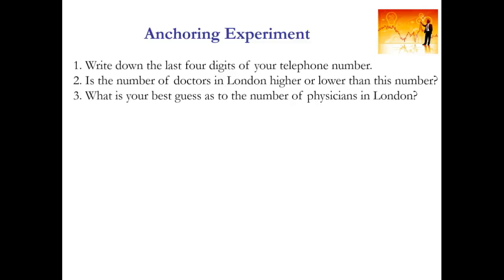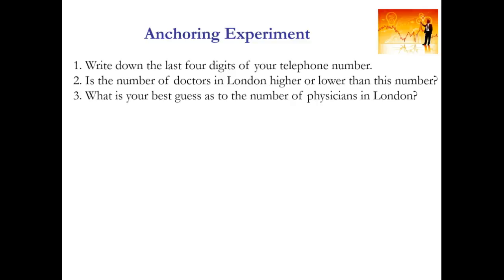Now, once you've written those 4 digits down, I want you to have a guess or have a think whether you think the number of doctors that are licensed to practice in London are either higher or lower than this number. Okay, write down your answer, either higher or lower. And now what I want you to do is to make your best guess as to what you think the number of doctors in London might be. So write down how many doctors you think are currently licensed to practice in London.